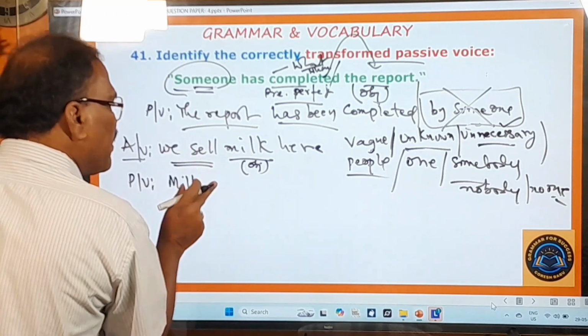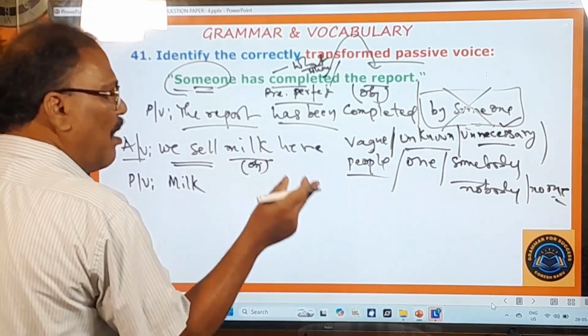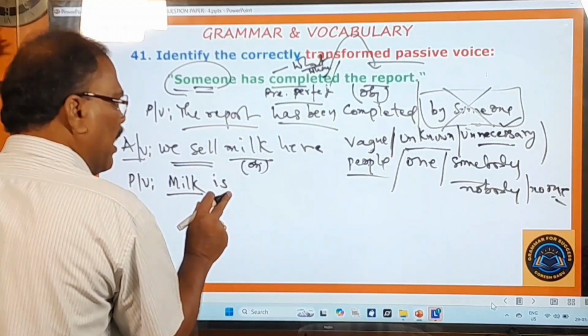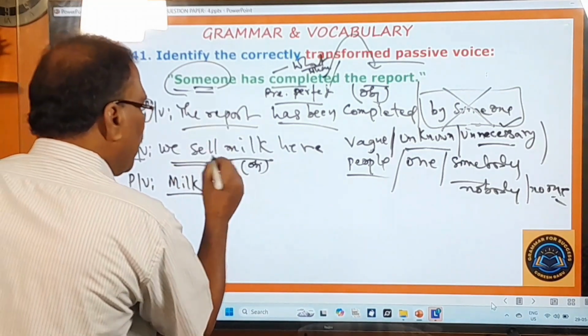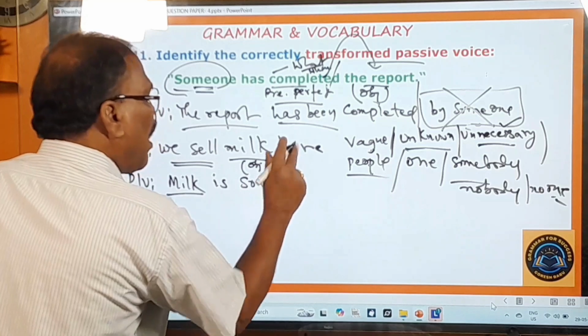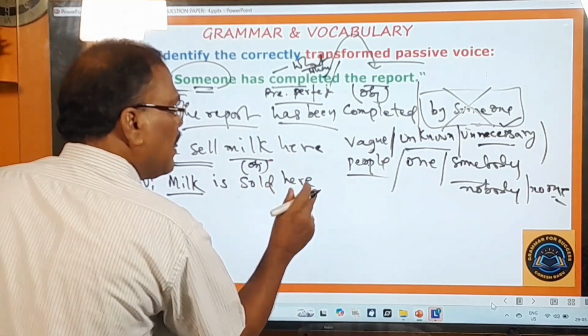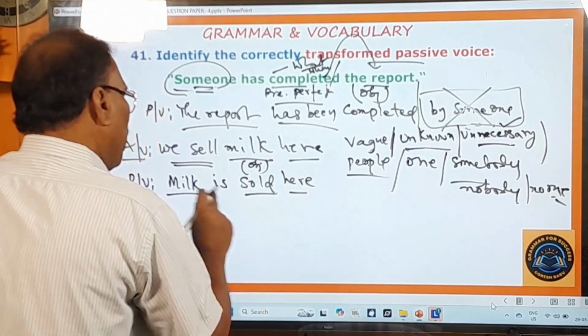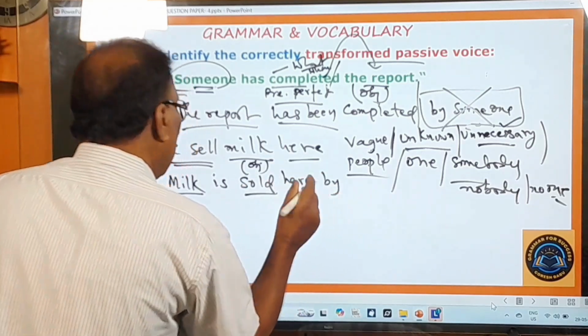When you change this simple present into passive voice, is or are should be used. Singular object అయితే is వాడాలి, plural అయితే are వాడాలి. మరి singular కాబట్టి is. Okay, after that sold. After that we have to use the remaining sentence that is here. Remaining words ఏవున్నా వెంటనే పక్కనే వాడాలి. Milk is sold here. బై జనరల్గా ఏం చేస్తాం మనము?